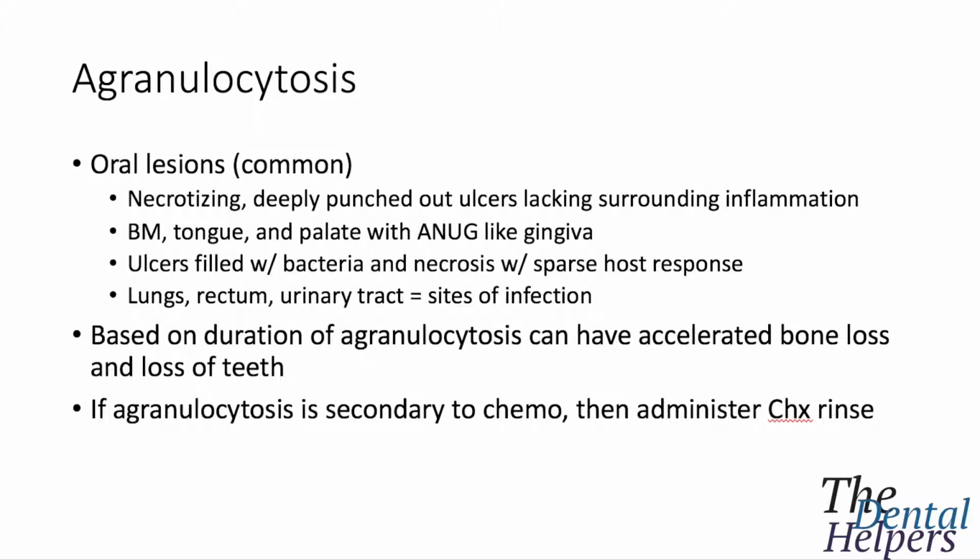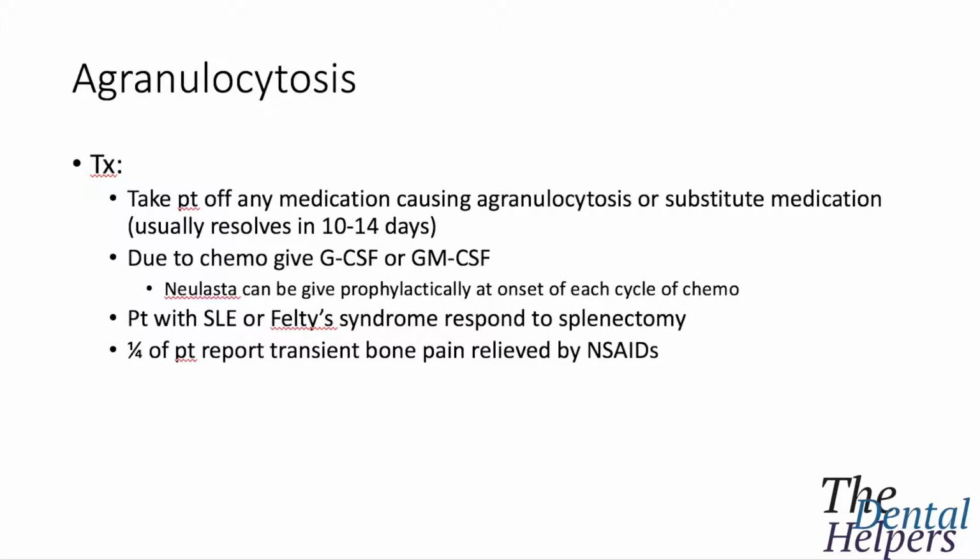It's typically secondary to chemo. Then the best choice is, if you know the patient's going to have chemo, give them chlorhexidine as a rinse. So treatment is going to be take the patient off any medication or substitute the medication that's causing this. If it's chemo, you can give them Neulasta prophylactically. For patients with SLE and Felty's, they can have a splenectomy. A quarter of the patients report transient bone pain, easily solved with NSAIDs.